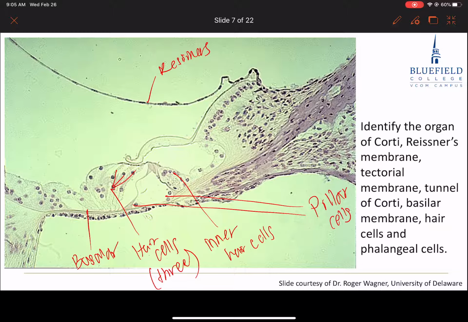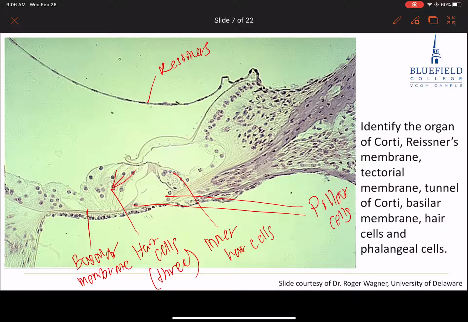Basilar membrane is this structure right here. Would you mind slowing it down? I'm having a hard time keeping up. Okay, all right, I'll slow down or I'll go through it twice.